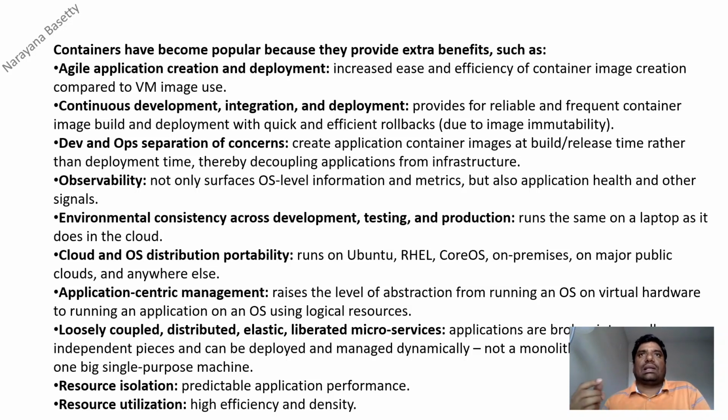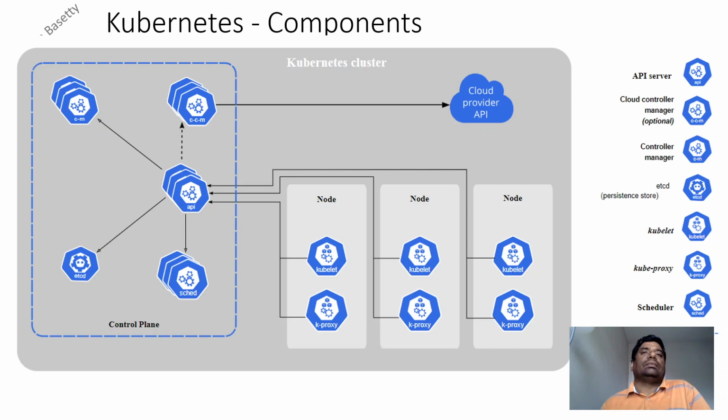And resource allocation is also very easy, and resource utilization can be efficiently monitored and tracked, and based on the need you can do auto elastic scaling. Those are the benefits you get using Kubernetes. So now you see the Kubernetes components.